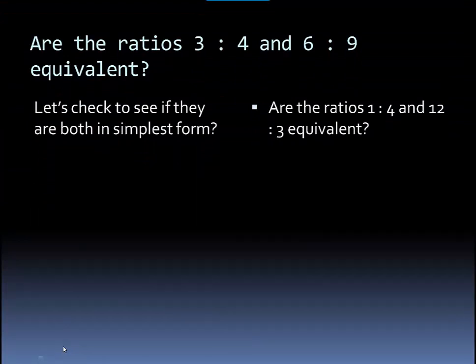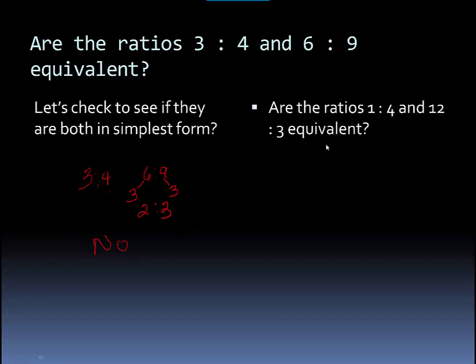Are the ratios 3 to 4 and 6 to 9 equivalent? Let's check to see if they're both in simplest form. 3 and 4, do they have a greatest common factor? The only factor they have in common is 1, so this is in simplest form. 6 and 9 have a common factor of 3, so the simplest form is 2 to 3. Are these equivalent? No, they are not equivalent. 3 to 4 and 2 to 3 are not the same.